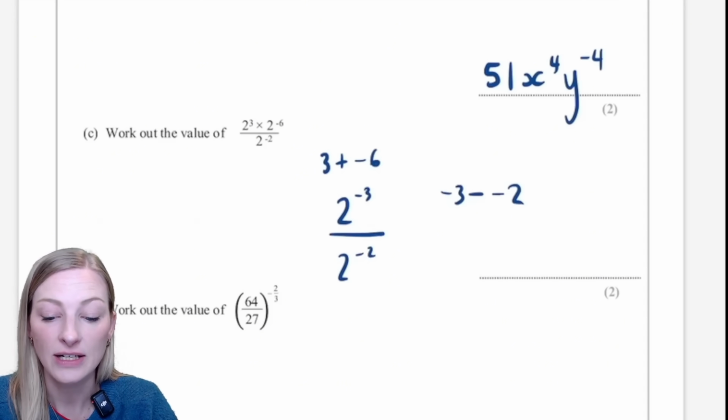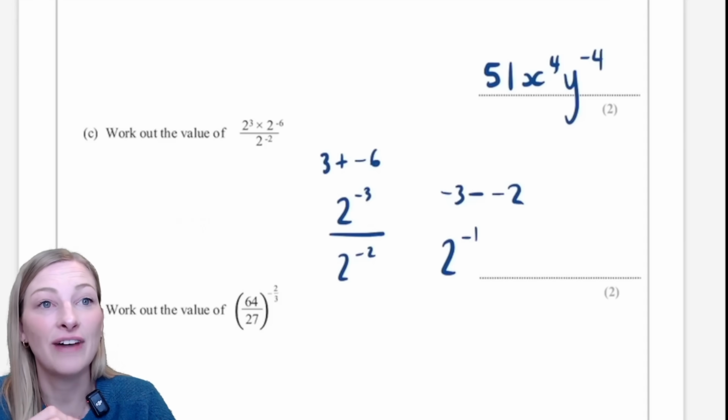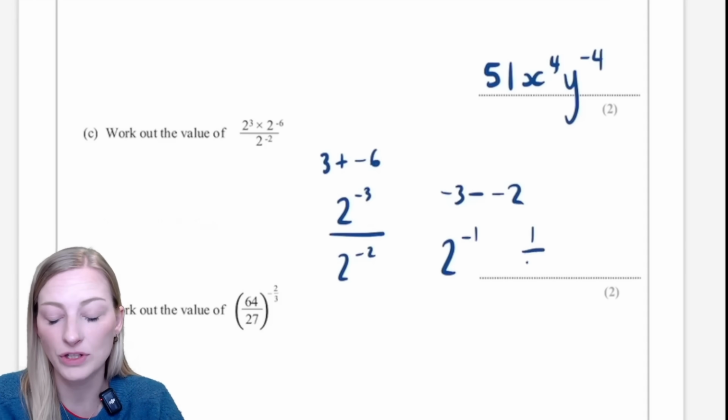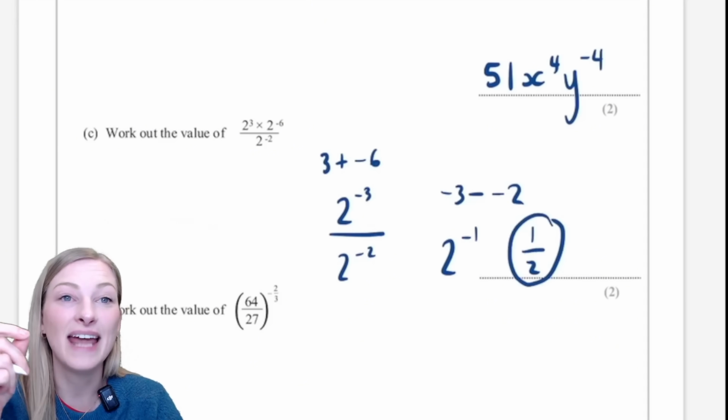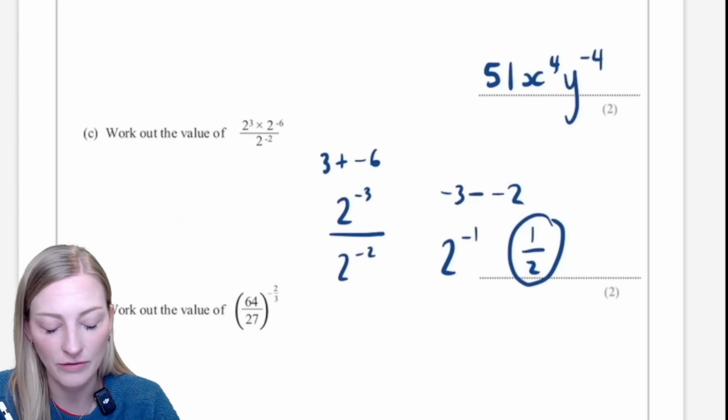So the answer is 2 to the power of minus 1, but they wanted the value of this. And the value of this is going to be 1 over 2, a half, because we know that a negative power does the reciprocal of the base, so 2 becomes a half.